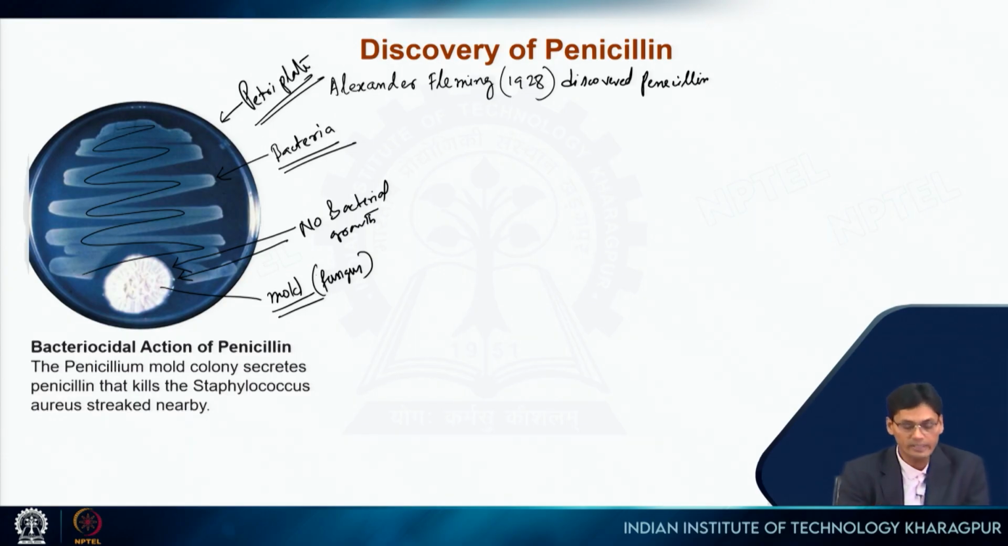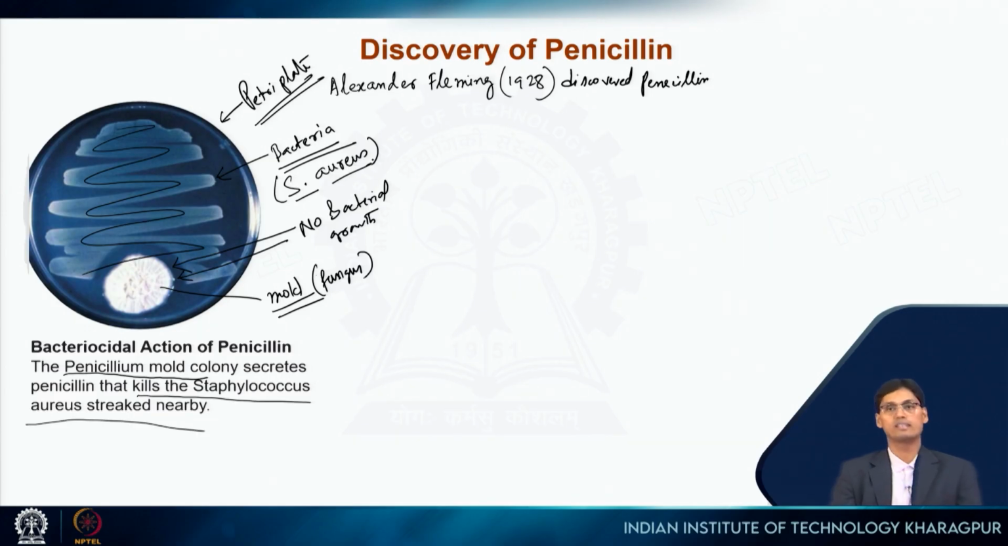And in this way, penicillin was discovered. Later on, Alexander Fleming and other scientists established together that this is penicillin secreted from Penicillium mold, Penicillium notatum, and it prevents the growth, or I would say it kills, the Staphylococcus aureus nearby. This is S. aureus, a gram-positive bacteria. So this is just the starting of penicillin discovery.